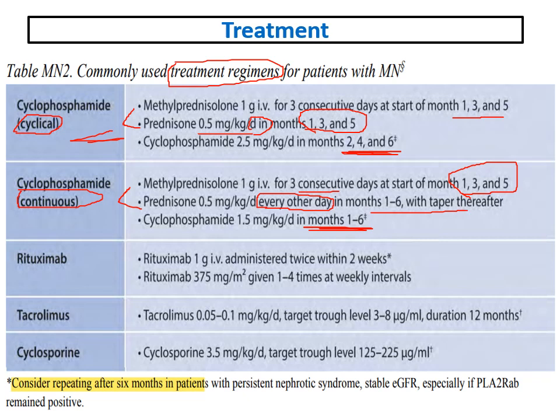This is another different regimen. Rituximab: we can give it at a dose of 1 gram IV twice within 2 weeks.